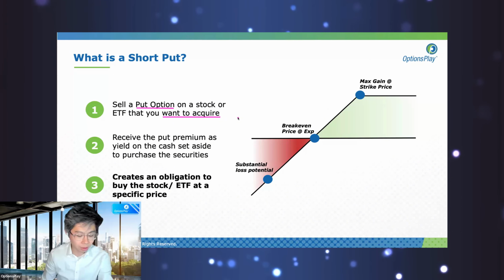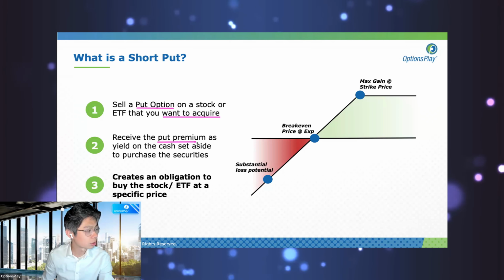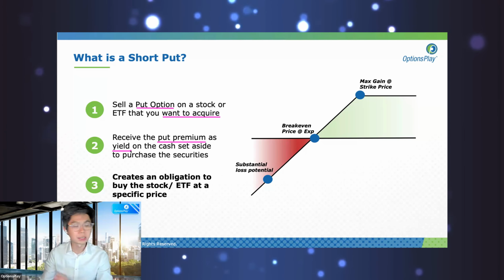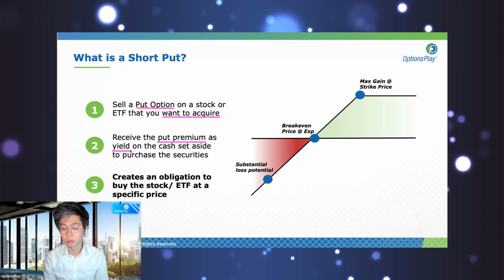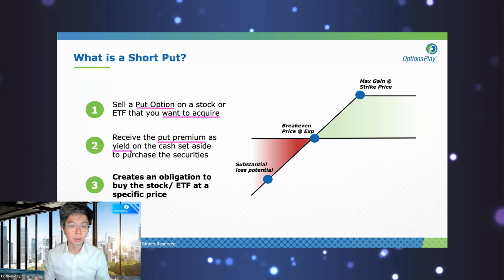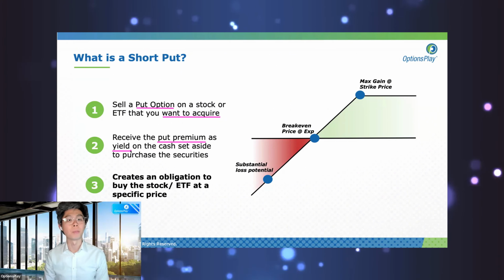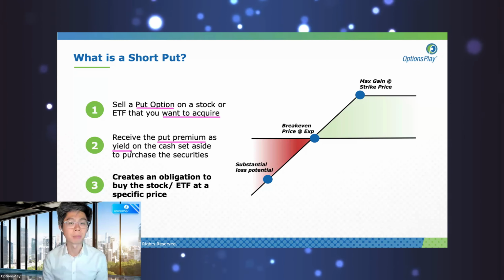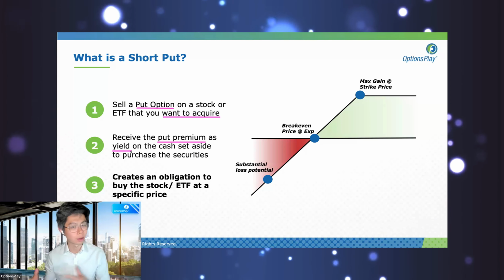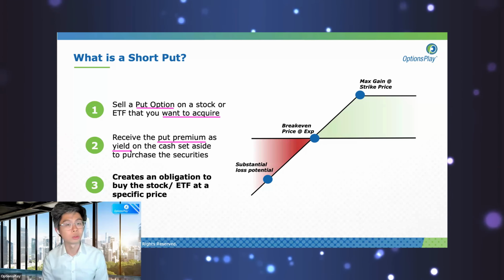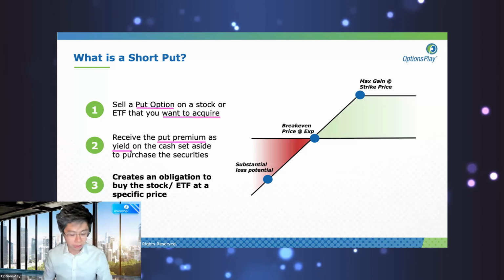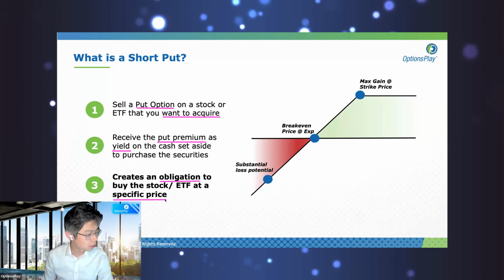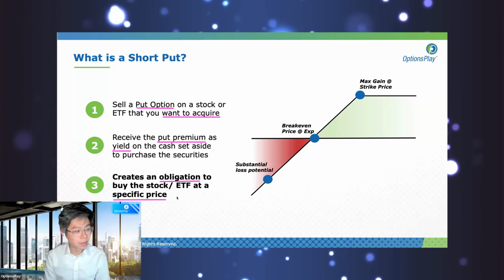The second thing is once you sell that put on that stock that you want to own, you're going to receive the premium on that put option as yield for the cash that you're setting aside to potentially purchase the securities. So think about it as like an order that you're placing that obligates you to buy a specific stock at a specific price. And what you're going to do is you're going to get paid in order to place that order. You're going to have to set aside cash to place that order. But once you do, you're going to receive some income for placing that order. And like I said, that obligates you to buy the stock or ETF at a specific price on or before the expiration date.